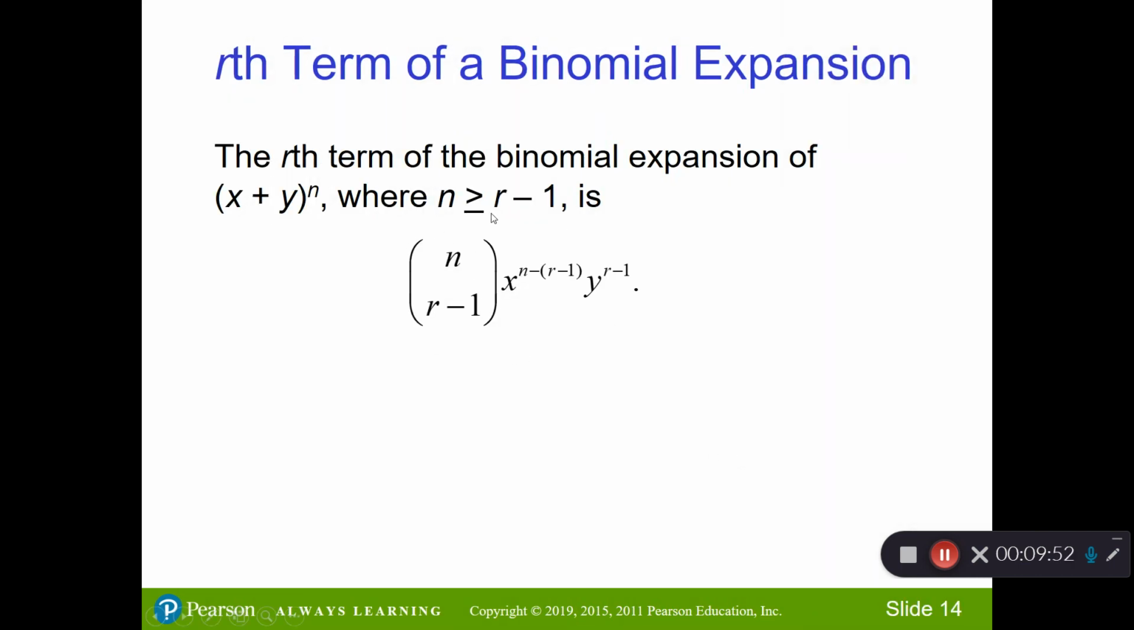Now in the binomial expansion, we saw that the rth term would be n choose r minus 1, x to the n minus r minus 1, y to the r minus 1. Remember I said this will come up in a minute, because we saw that the term was kind of like one ahead. So we're doing the r minus 1 in there.